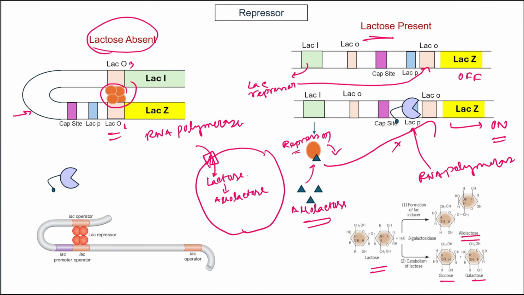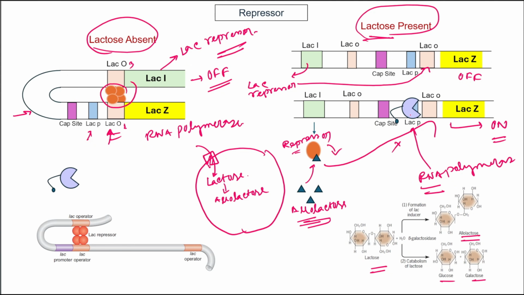If lactose is absent, the repressor binds in the operator site, then the RNA polymerase cannot bind the promoter site. So the operon is off. Normally the operon is off if lactose is absent, because lacI continuously expresses the lac repressor. If lactose is present, it is converted into allolactose. This allolactose acts as an inducer and binds the repressor protein, and the repressor protein changes its shape and falls off from lacO, the operator site, and cannot bind the operator site. So RNA polymerase can bind the promoter site, transcription is on, and the operon is on.